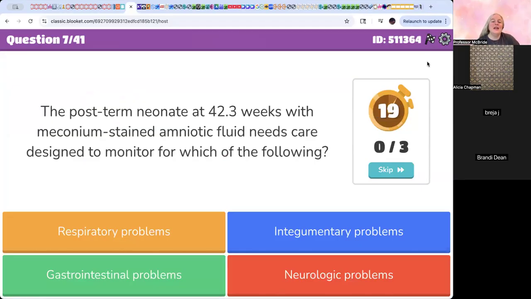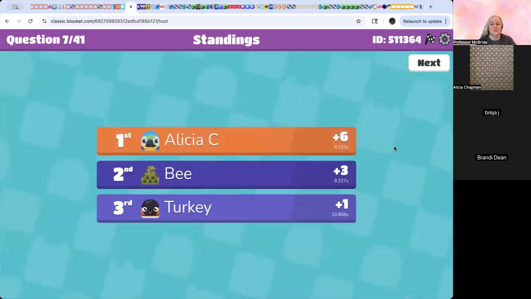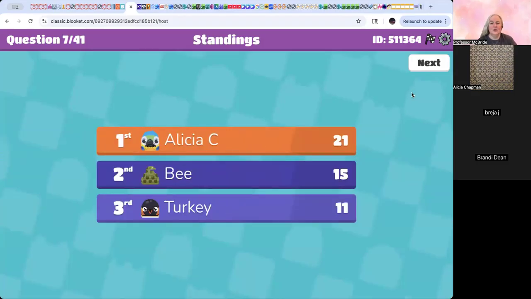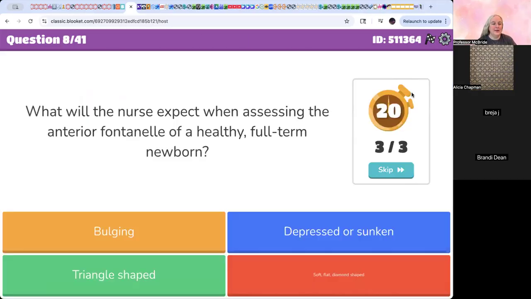The postterm neonate at 42 weeks and 3 days with meconium stained amniotic fluid needs care designed to monitor for which of the following? Ooh, it went too fast. I wonder if it'll sit here for a minute. I wanted to pause. I want to talk about respiratory distress. Well, we'll come back to it in a minute.